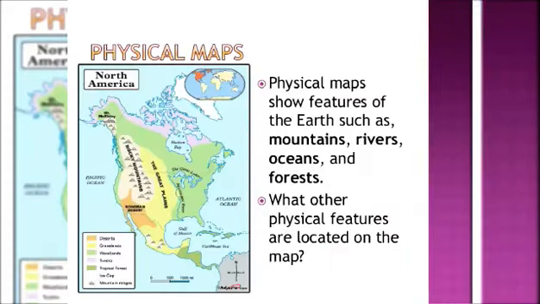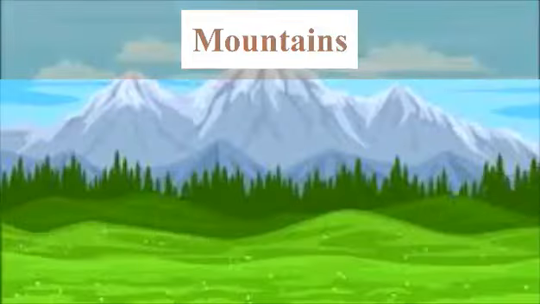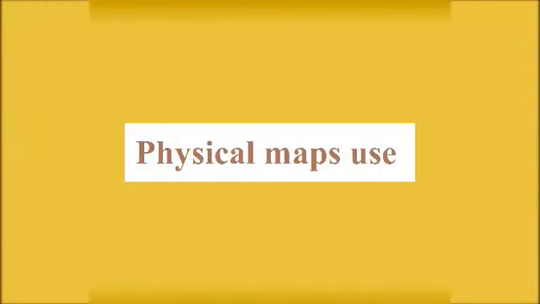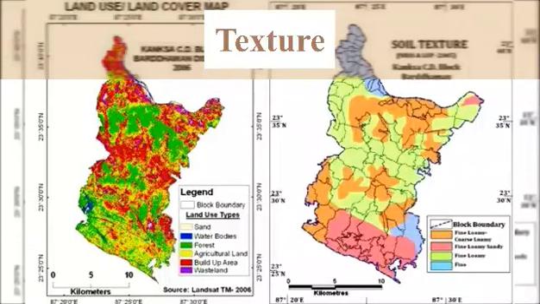Physical map. Physical maps often include much of the same data found on a political map, but their primary purpose is to show landforms like deserts, mountains, and plains. Physical maps use colors, symbols, and textures to show physical features.